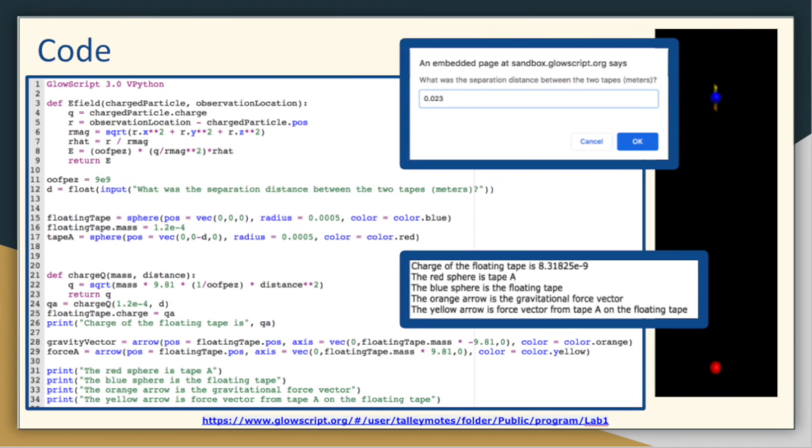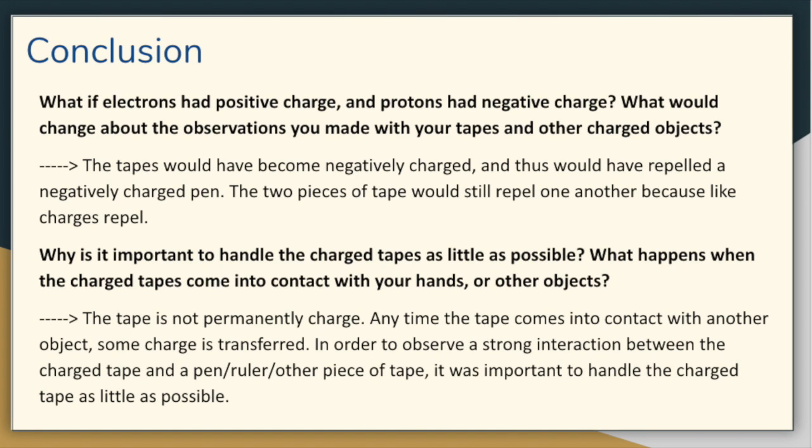To model the knowledge I gained in this experiment, I wrote a program in GlowScript to model the system computationally. My code is included here. You can see that the user can enter the distance between the two tapes. I entered 0.023 meters, the distance from my experimental run, and I got out the charge that I found in my calculations. You can also see on the right an image similar to that of the free body diagram from a few slides before. If you would like to explore my code in greater depth, you can follow the link at the bottom of the slide. To wrap up, I used what I learned in this experiment to answer a few questions.